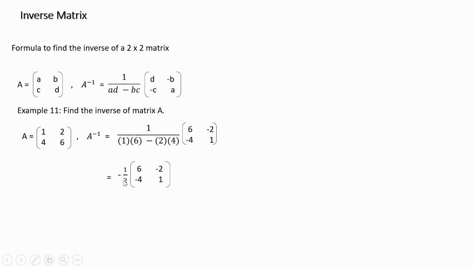Now this is like a scalar, so you multiply the negative 1/2 times every element in the matrix. Negative 1/2 times 6 will give us negative 3. Negative 1/2 times negative 2 will give us 1. Negative 1/2 times negative 4 will give us 2. And negative 1/2 times 1 will give us negative 1/2.